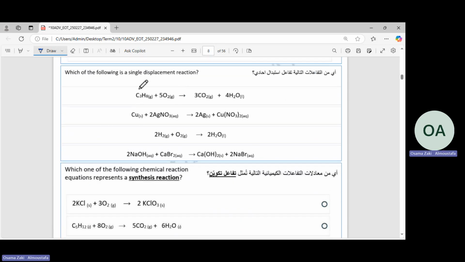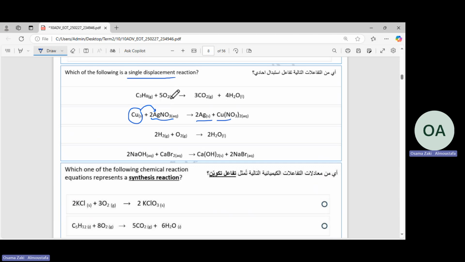Next question, which of the following is single replacement or displacement? Sometimes we say replacement or displacement. They have the same meaning. Okay. So single replacement, we have here element and compound. Here we have element and compound. And as you see, Cu kicked out what? The silver, Ag. Okay. So Ag is outside of the compound. And here we have CuNO3. So this is the single replacement.